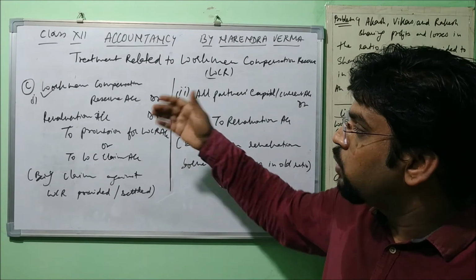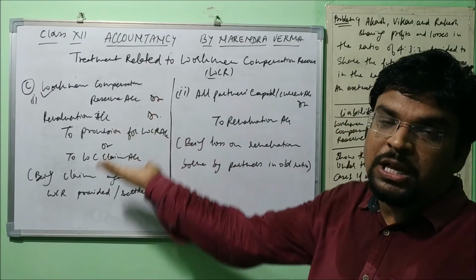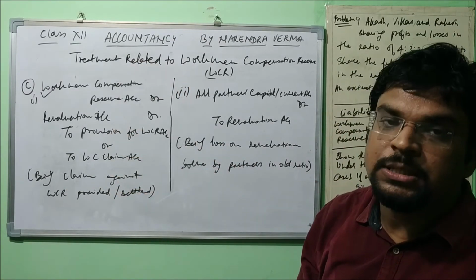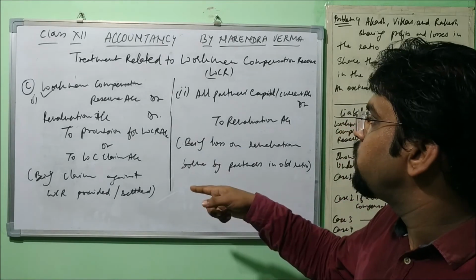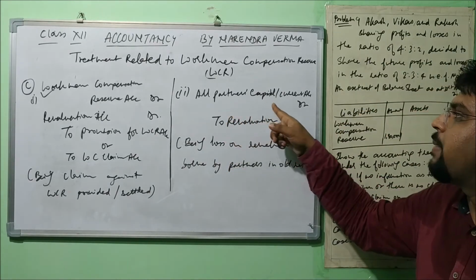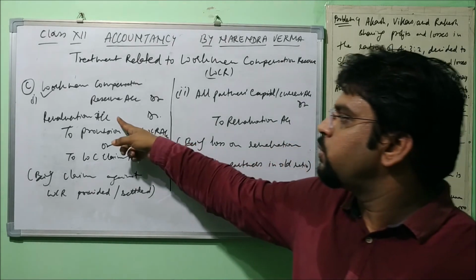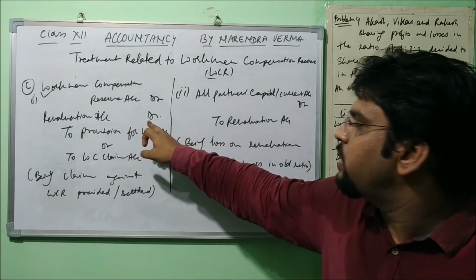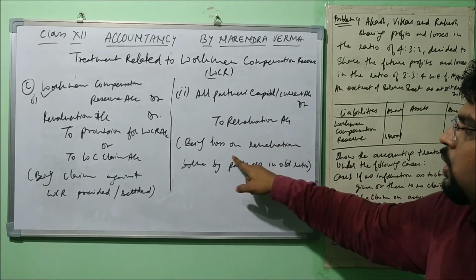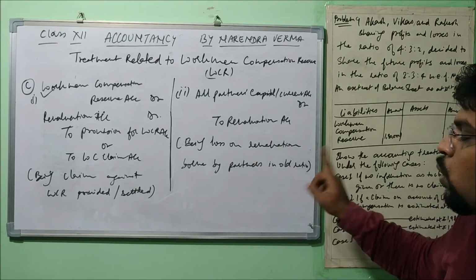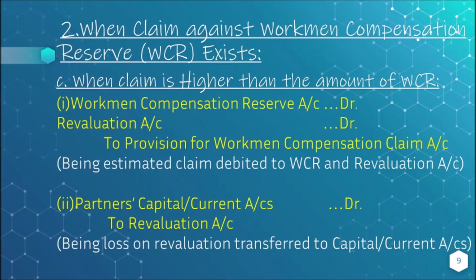Okay, because now there is nothing in the reserve that has gone excess, means there is a condition of loss, so the loss has to be shared by the partners. All partners' capital or current account will be debited to revaluation account, right? So this account has been closed here. Here it was debited and now it is credited, being loss on revaluation borne by partners in old ratio. Understood?